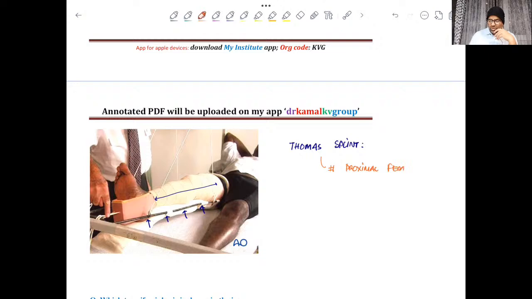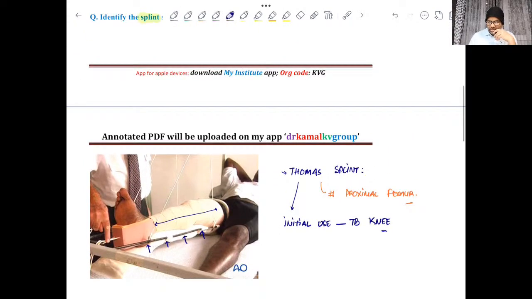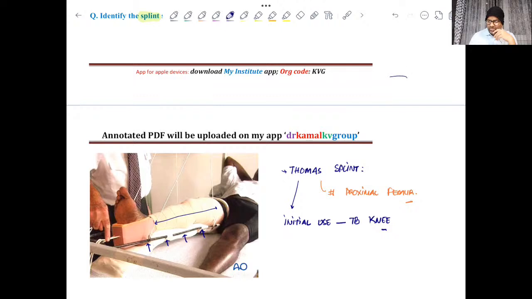So immobilization or splinting for fractures of proximal femur, it can be say neck of femur or intertrochanteric fractures, and this is used for immobilization till we do the definitive surgical procedure. Initially when it was used, the historical use was for TB of knee. Clear? So this is the Thomas splint.